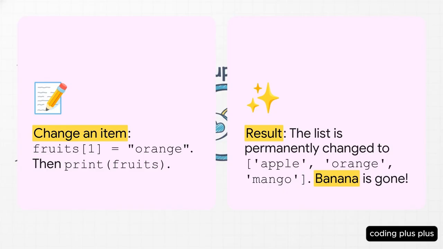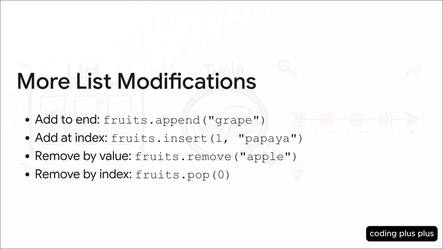Here, we're targeting the item at index 1, which is our banana, and we're just assigning a new value to it, orange. And when we print the list out again, boom, banana is gone and orange has taken its place. The original list itself has been modified. And the flexibility doesn't even stop there. You can tack items onto the end with .append, or you can precisely .insert them anywhere you want. You can remove an item by telling Python what it is, or you can pop it out using its index. The main takeaway here is that lists are built from the ground up to be modified.